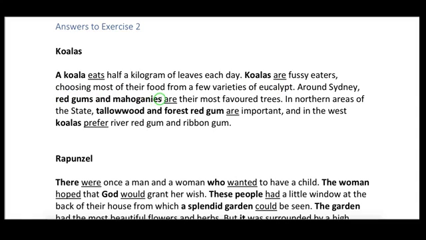Red gums and mahoganies are their most favoured trees. So are is the finite. Red gums and mahoganies is the subject, because that's the participant which is connected to this process or this verbal group here. In a similar way, tallow wood and forest red gum, subject, are is the finite, and finally koalas, subject, prefer is the finite.